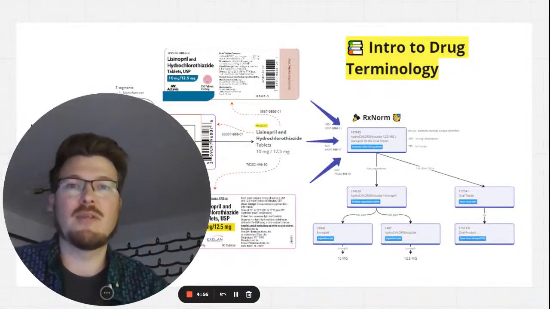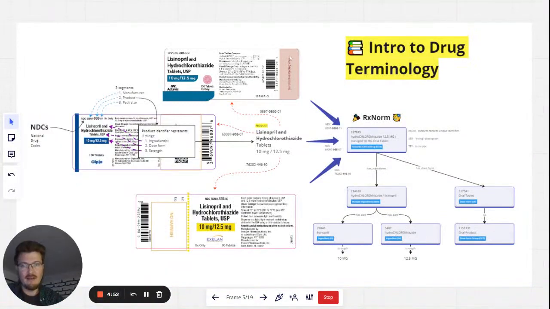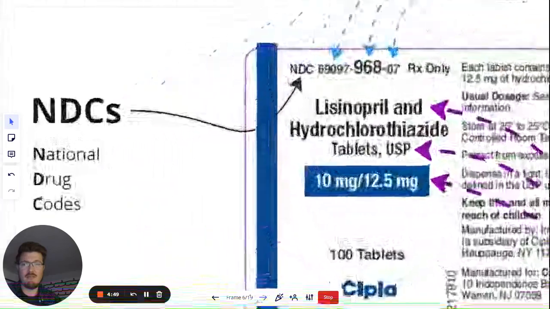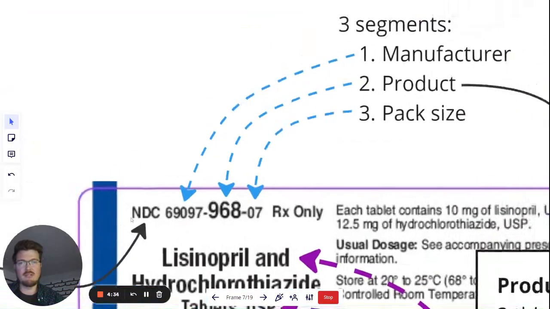I'm here to give you a really brief intro to drug terminology. We're going to use this board as the way we're going to walk through this, starting off with the concept of an NDC. So some of you might know what an NDC is, but it stands for National Drug Codes. They're on pretty much every prescription that gets filled in a pharmacy, and there are 3 segments to each NDC.